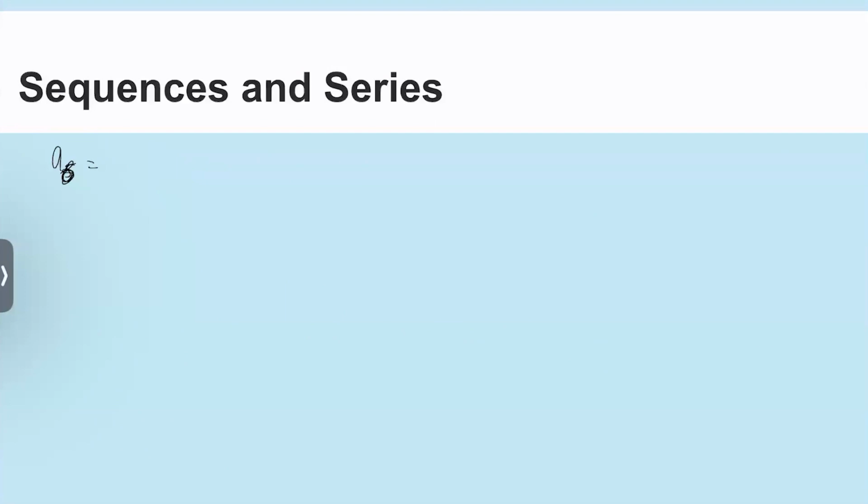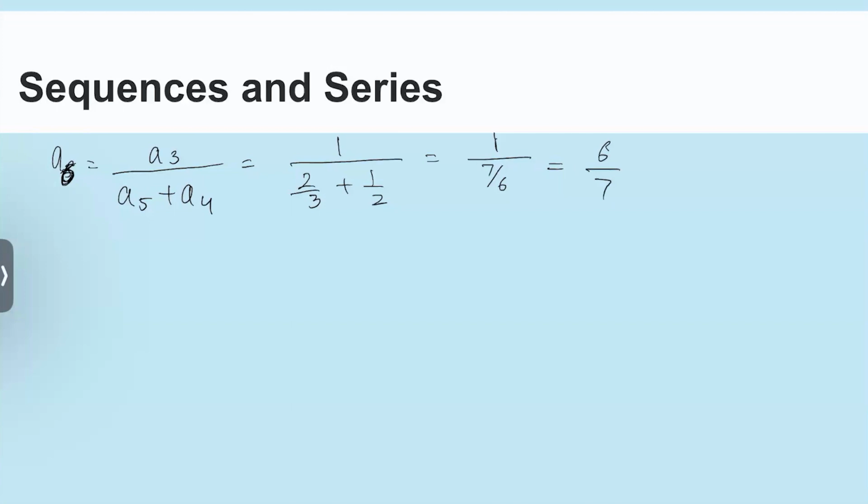Okay. Now we have A6. So 6 minus 3 is A3 upon A5 because n minus 1, and then you have plus A4. So then this becomes 1 upon your A5 was 2 by 3 and your A4 was 1 by 2. So now what you get is 1 by 7 plus 7 by 6. Okay, so your A6 then becomes 6 by 7.